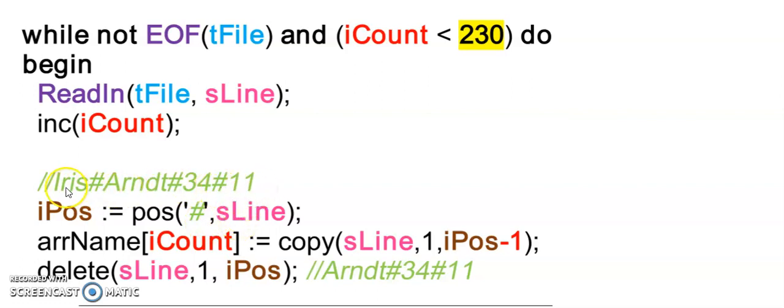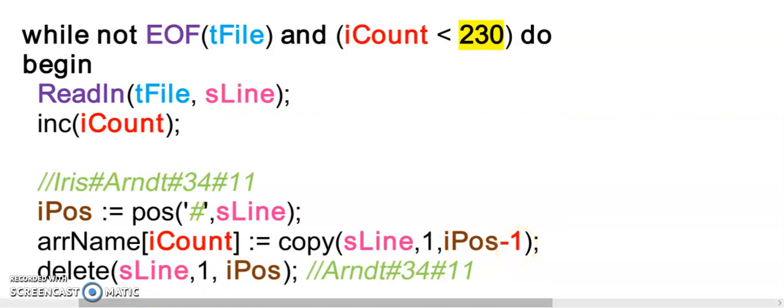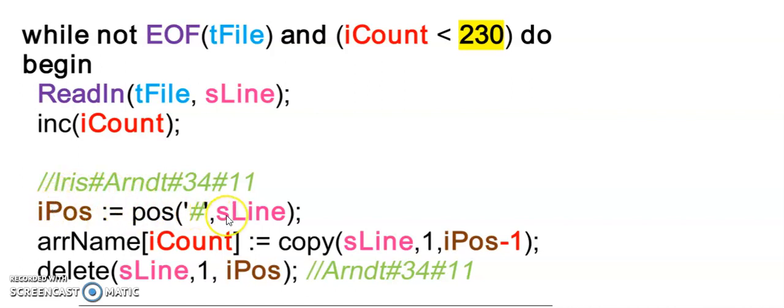S line currently holds this value. Then I would like to copy from this string the line from position 1 for iParse minus 1 characters. iParse will be in this line, it will hold the value of 5. So I'm copying out from 1 for 4 characters. So I'll be copying only out Iris without the hash.